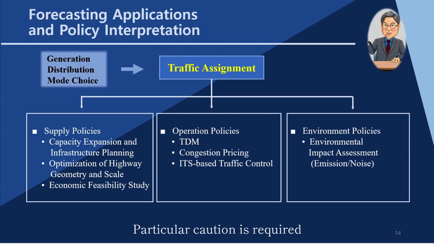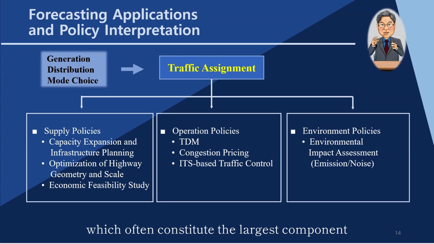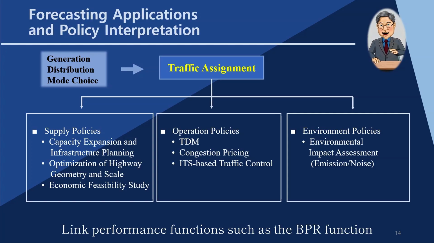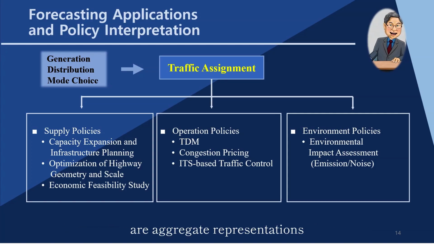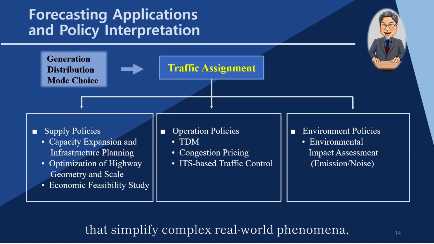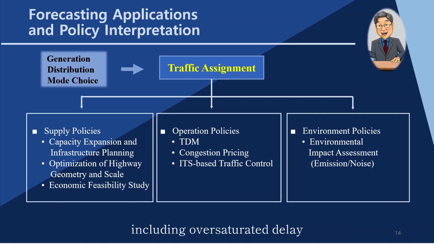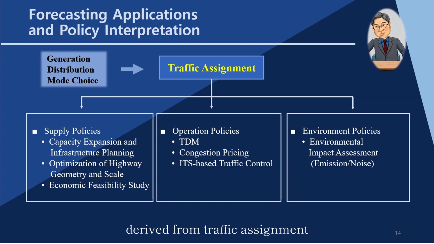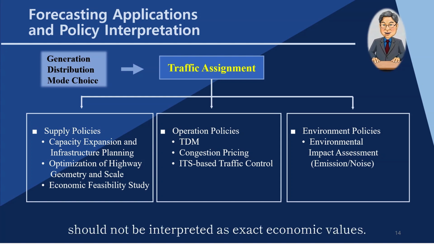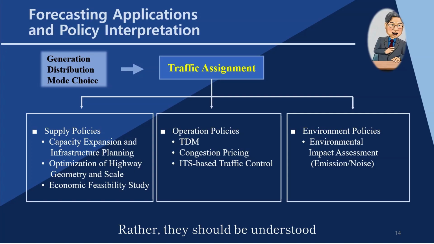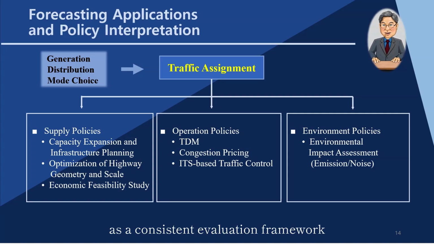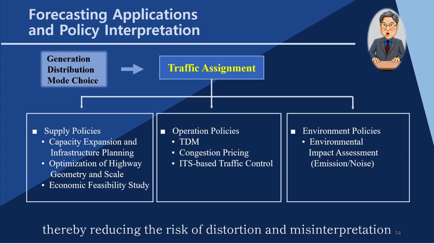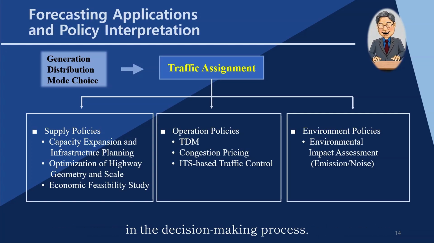Particular caution is required when estimating travel time savings, which often constitute the largest component of economic feasibility analysis. Link performance functions, such as the BPR function, are aggregate representations that simplify complex real-world phenomena, including oversaturated delay and dynamic traffic flow behavior. Consequently, the monetary benefits derived from traffic assignment should not be interpreted as exact economic values. Rather, they should be understood as a consistent evaluation framework for comparing the relative priorities of policy alternatives, thereby reducing the risk of distortion and misinterpretation in the decision-making process.